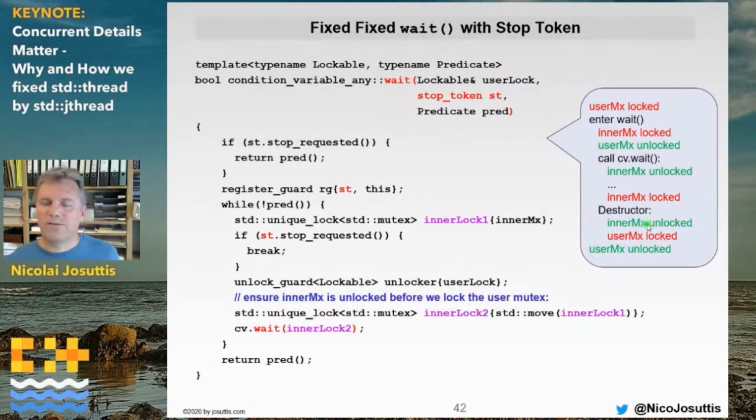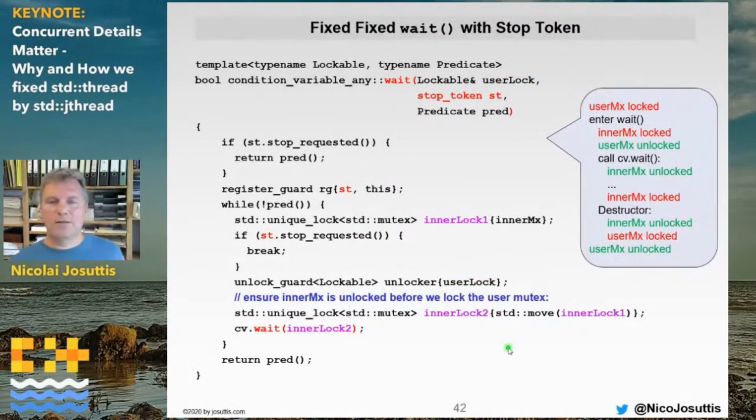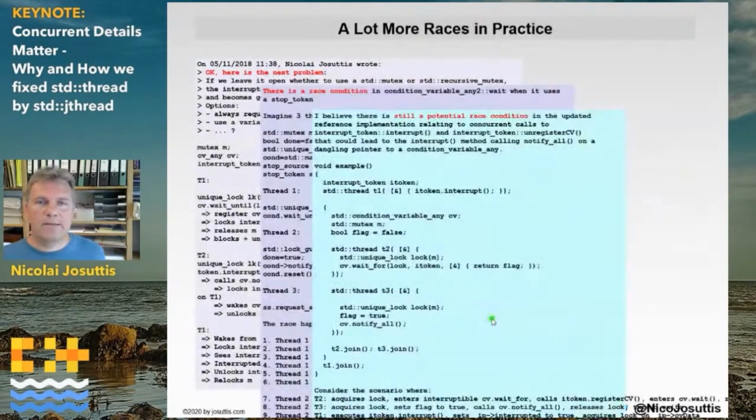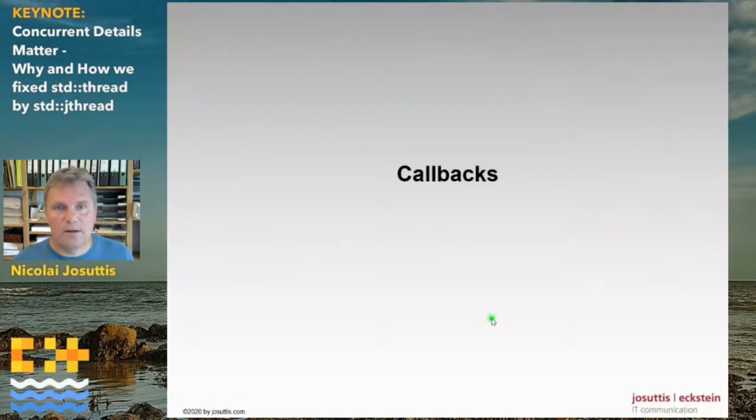So what did we have to do? We had to change the way we clean up things here. We first should unlock the inner mutex and then lock the user mutex. A way to do that, I didn't know this trick, is that we take the inner lock and move it to another object created later so that it first unlocks before we do the rest. Yeah, and this is just one example of all the problems we have. I just looked at my email, and here I saw some other problems we found when we implemented the whole thing.